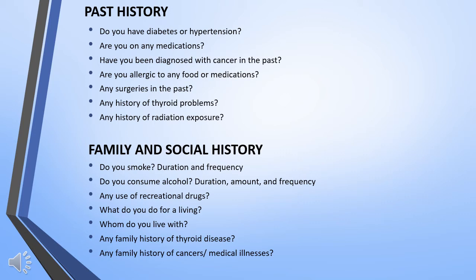Then you can proceed to family and social history, where you can inquire about smoking history, alcohol history, and also use of recreational drugs. You can ask about the family history of thyroid disease or any kind of cancers in the family. Then you can conclude your history by asking about what does the patient do for a living and whom do they live with.